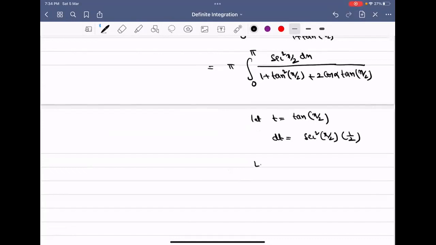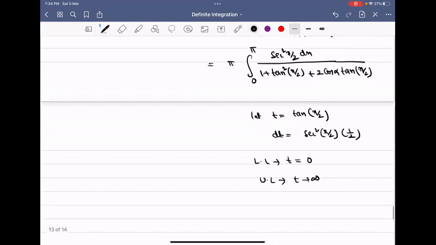If we change the limits, the lower limit will be, at x equal to 0, t equal to tan 0, which is 0. For the upper limit, x tends to pi, then tan x by 2 tends to infinity. Therefore t tends to infinity.